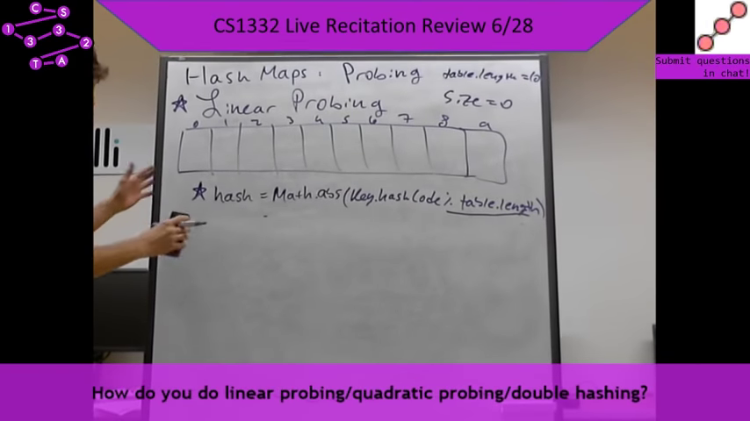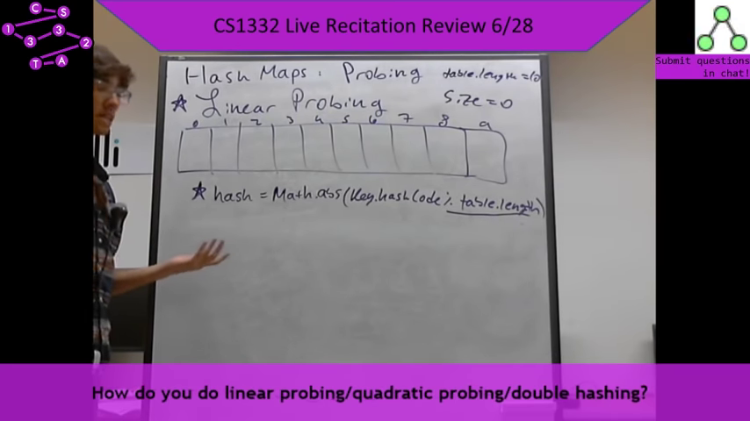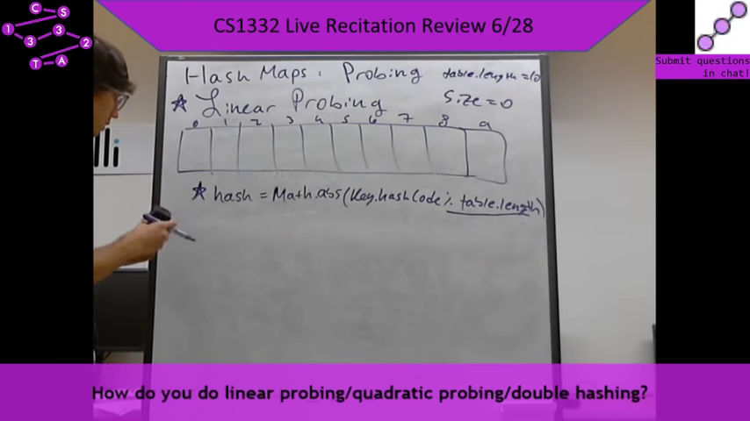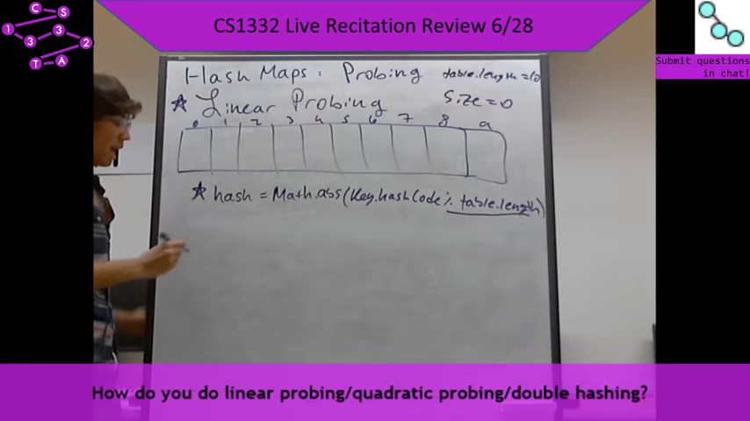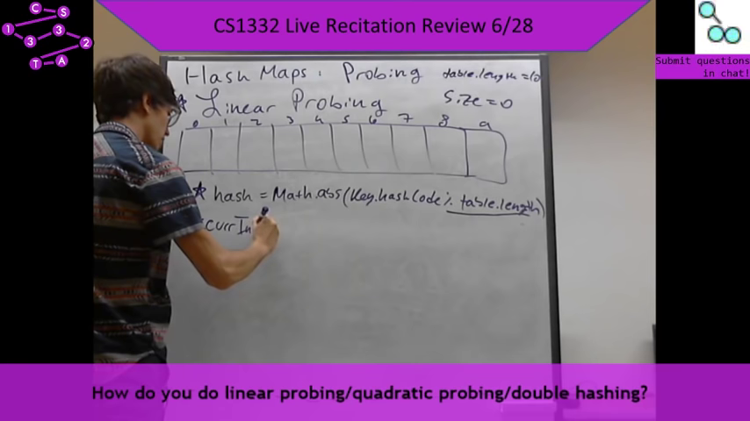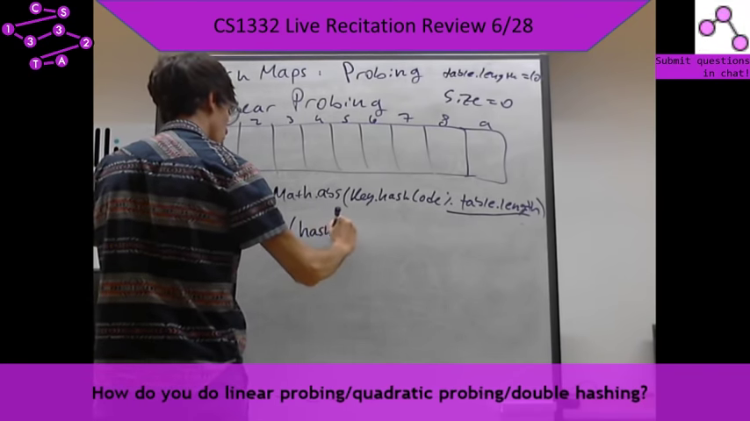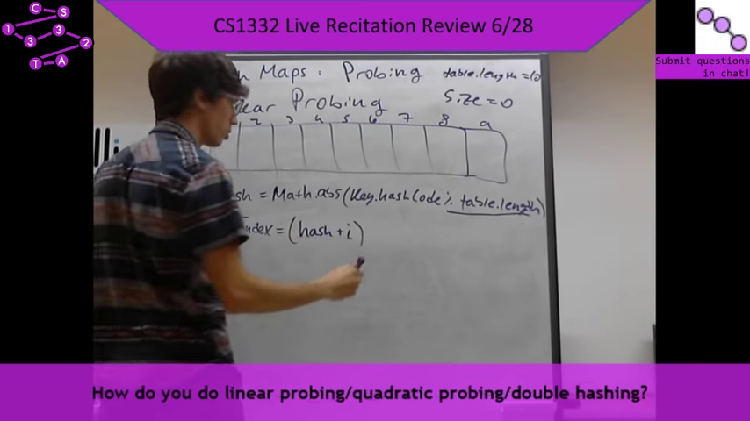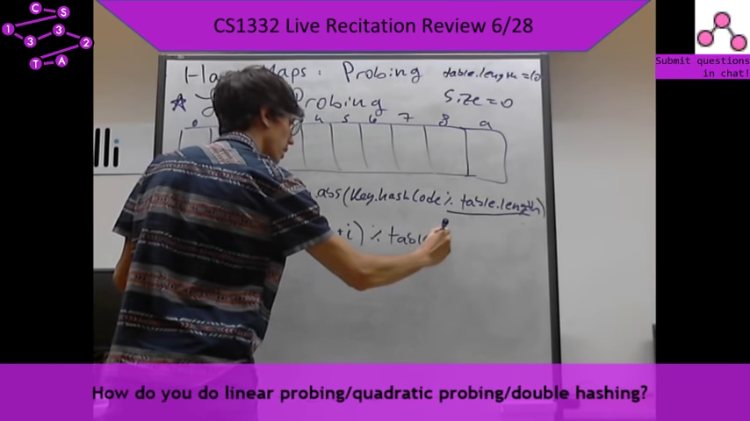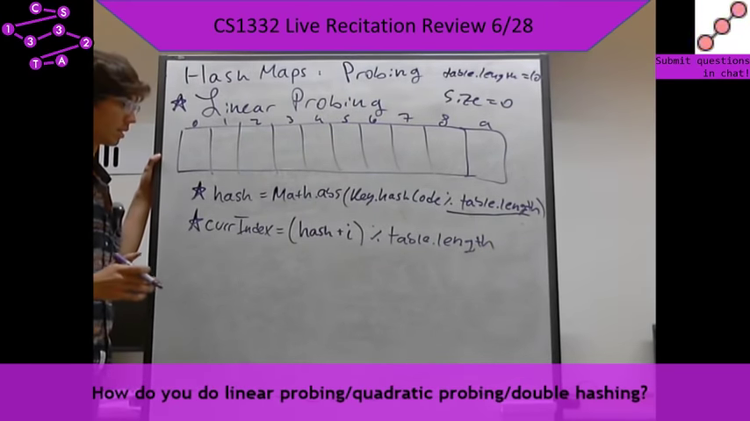We will also expect you to handle this edge case anytime that you have to code this. Okay, so getting back to linear probing, this is our initial hash. And if we have to actually do the probing, then our current index is going to be equal to hash plus i, so this would be inside a loop, mod table.length.